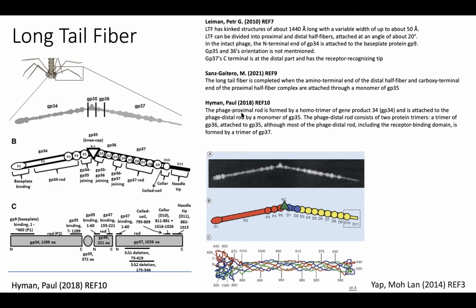The final information is the phage proximal rod is formed by a homotrimer of GP34. So that means this rod is a trimer. And here is a monomer of GP35. And then the distal end consists of two protein trimers. So that means 36 and 37 are both trimers.